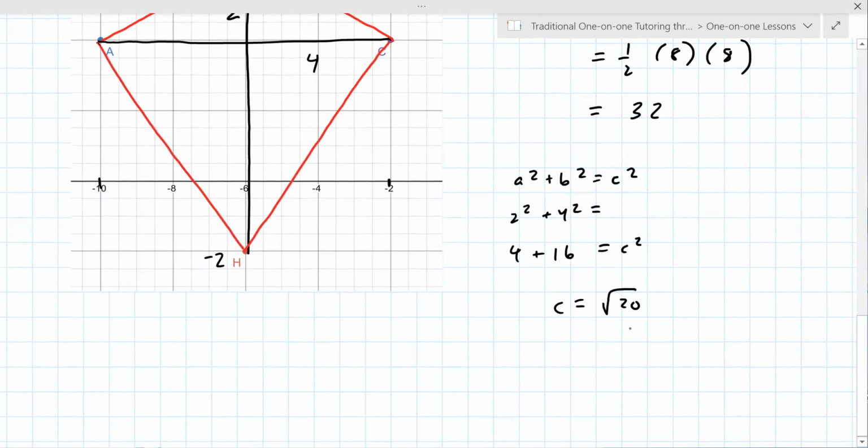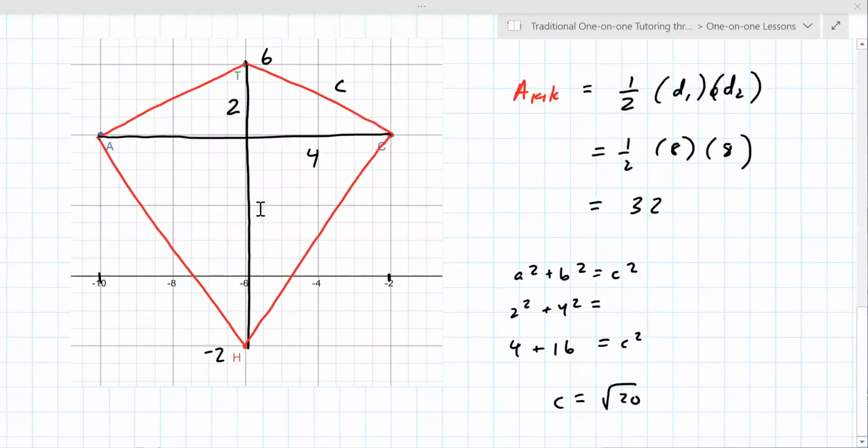Do you remember how to reduce that? Okay, so it'd be 2, and then there's the square root of 5. 2 times the square root of 5. Perfect. And then this other one over here is the same because they're the same triangle.